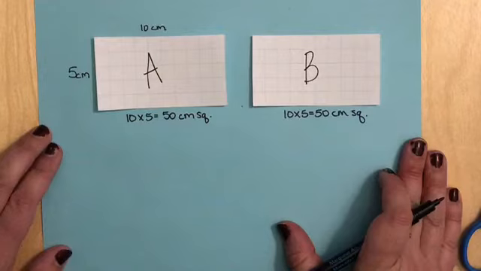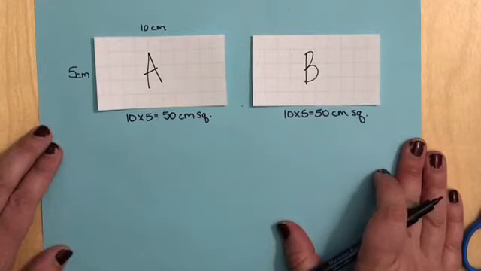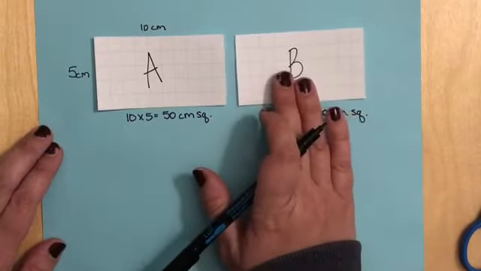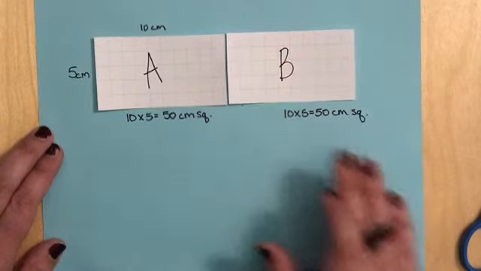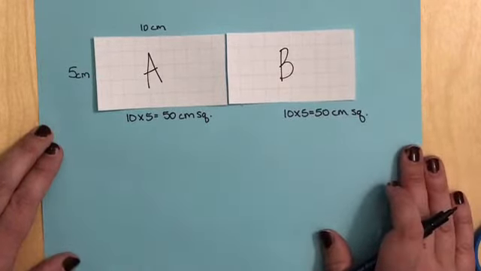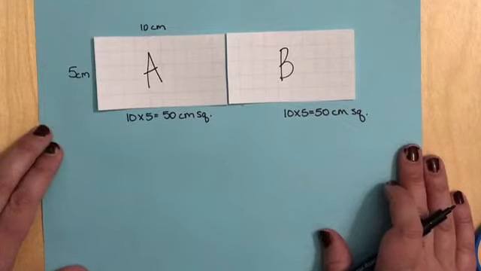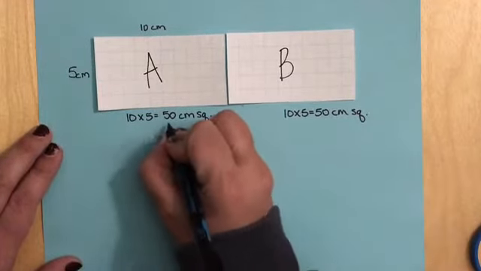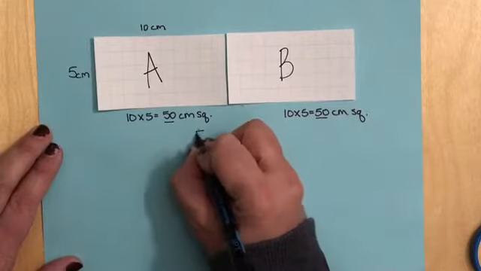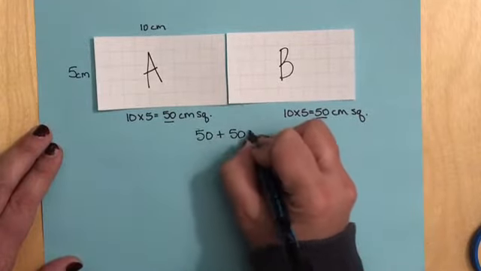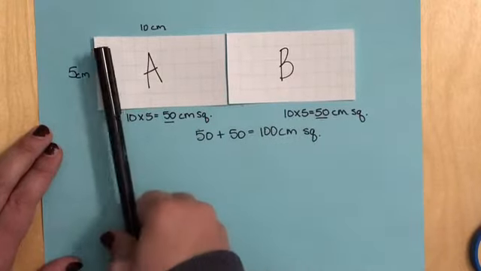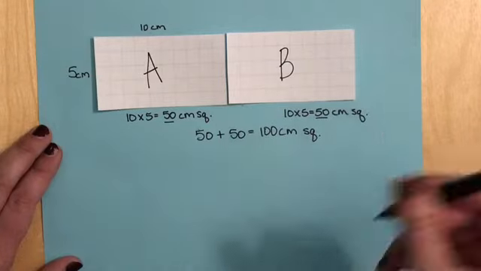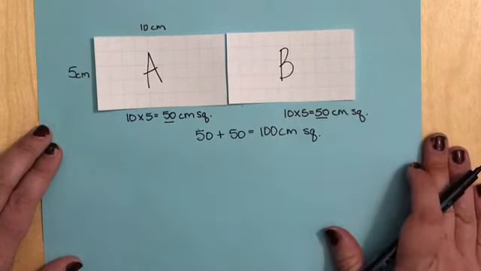All right, if I was going to take my two smaller rectangles and combine them again to make one large rectangle, what is the area of the two rectangles put back together to make one big rectangle? Yes, you should have been thinking to yourself that it would be 50 plus 50 equals 100 centimeters squared, because we're taking the area of this, adding it to the area of this, and then we have 100 centimeters squared, or 100 square centimeters.